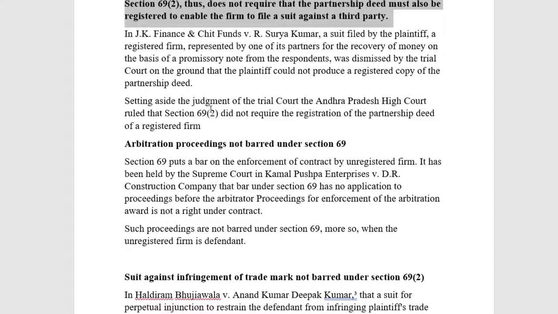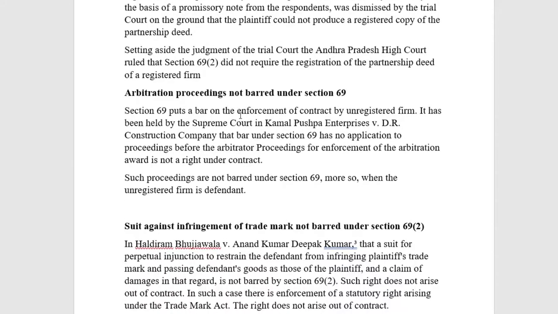So this has to be seen clearly from section 69 subclause 2, and there are certain other relevant aspects with regard to section 69. Filing of arbitration proceedings is not barred under section 69. That means these are the exceptions. The partners can institute arbitration proceedings if there is any dispute among themselves. Just because the partnership firm is not registered, they should not be handicapped from instituting arbitration proceedings among themselves for the peaceful settlement of the dispute.